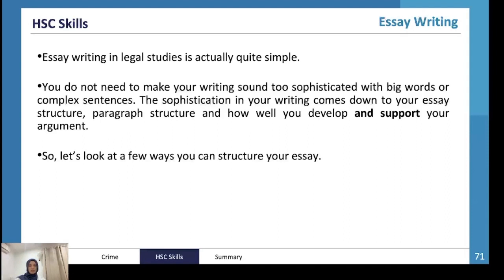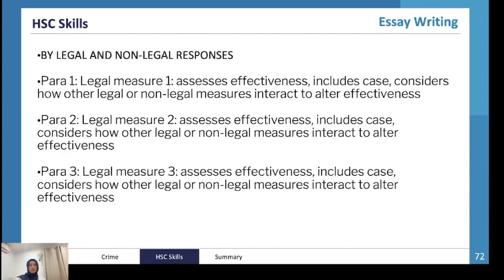So number one is by legal and non-legal responses. For example, the first paragraph could have a legal measure. You assess the effectiveness, including a case, and consider how other legal and non-legal measures interact to alter effectiveness. The second paragraph could have your second legal measure. Again, repeat the same process, and the same thing for the third paragraph. So: legal measure, assess effectiveness, include a case, and consider how other legal or non-legal measures interact to alter effectiveness.